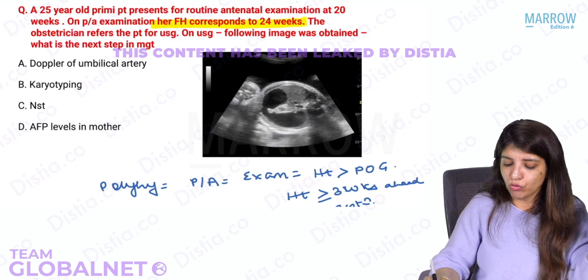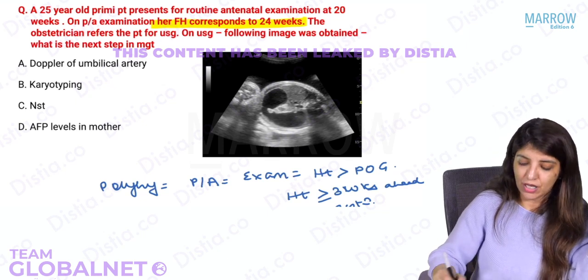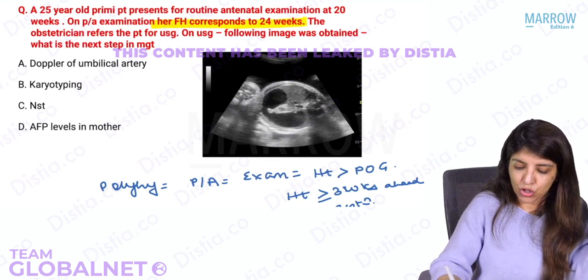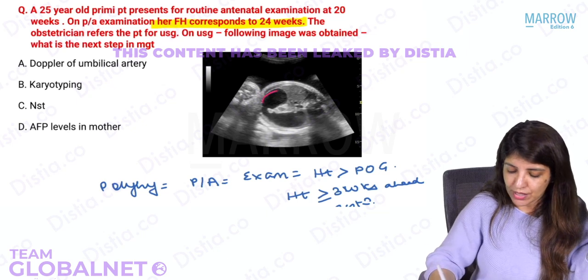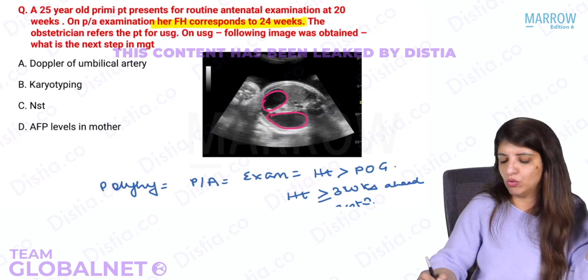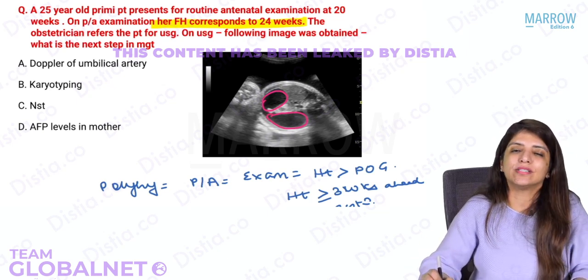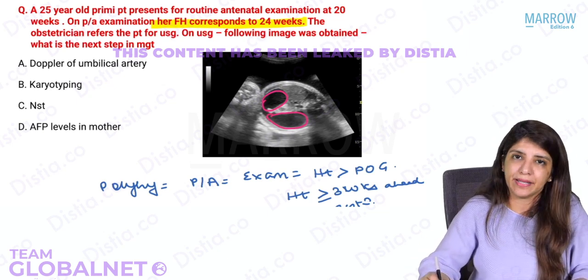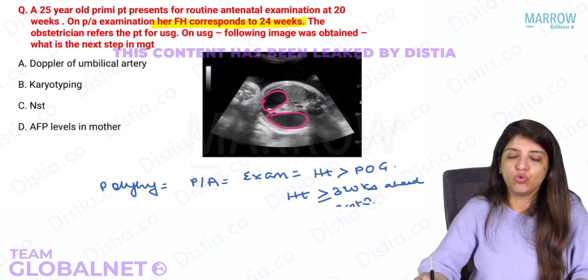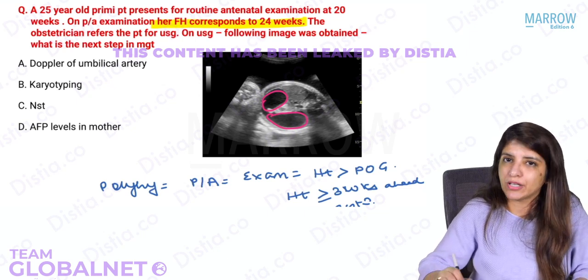On ultrasound, the following image was obtained. So this was the image which you are getting on ultrasound. You are seeing a bubble over here and you are seeing a bubble over here. This is what is a double bubble sign. Right? Now they are asking you what is the next step in management.